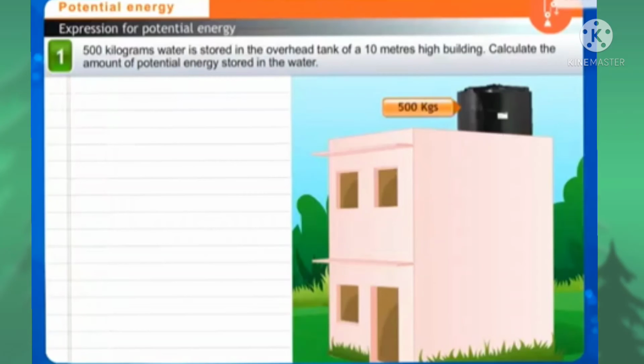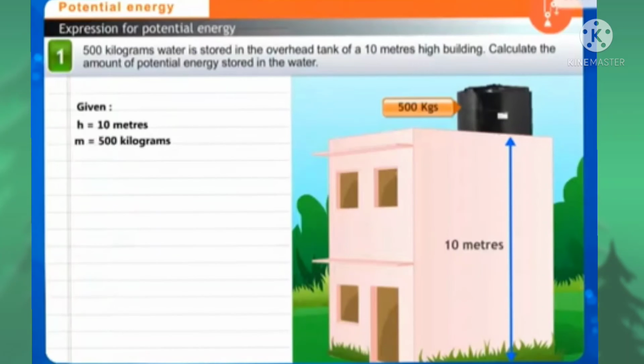Now let's see an example. 500 kilograms of water is stored in the overhead tank of a building 10 meters high. Calculate the amount of potential energy stored in the water. So let's calculate this. What is given? Height is 10 meters. Mass is 500 kilograms. Gravity, we know, is 9.8 meters per second squared.